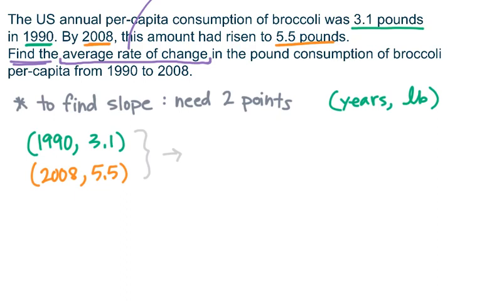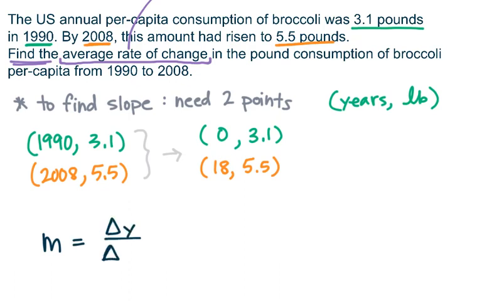So what we have here is that in 1990, 3.1 pounds were consumed, and in 2008, 5.5 pounds were consumed. Well, we're going to let 1990 be year 0. So I'll say 0, 3.1. And then 2008, well, that is 18 years past 1990. So we're going to call that year 18. And we'll use 5.5.